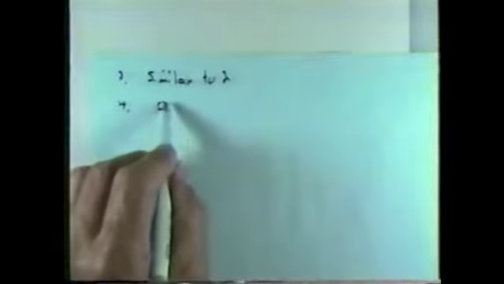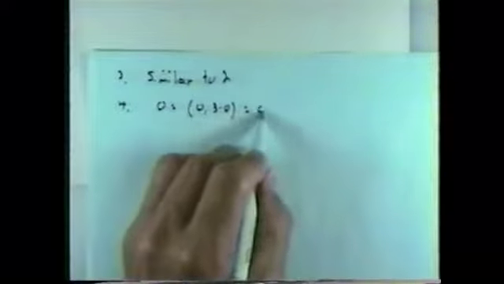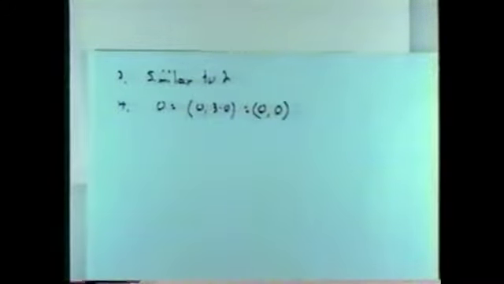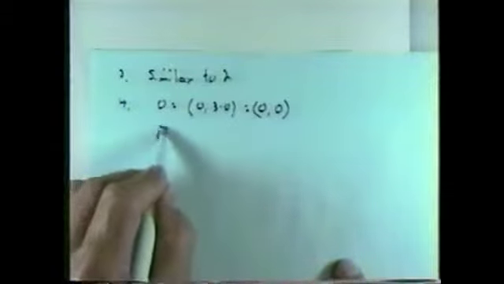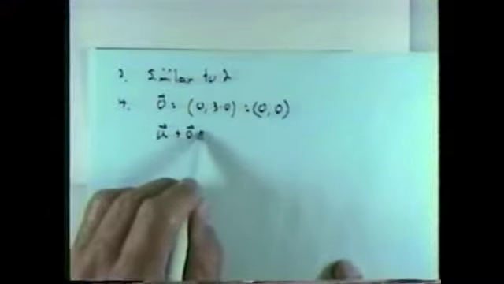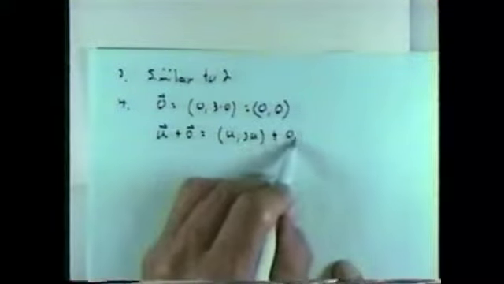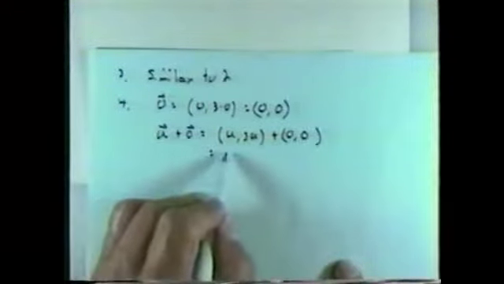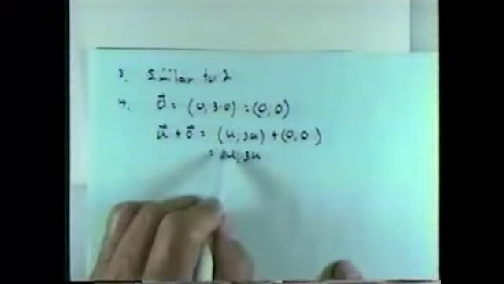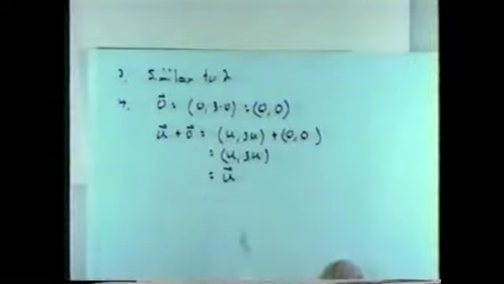For property 4, I've got to find an identity element, 0, such that u plus 0 is u. Well, we'll define 0 to be the ordered pair 0, 3 times 0, which is 0, 0. So 0, 0 satisfies the condition of x, 3x. Then the u vector plus the 0 vector would equal (u, 3u) plus (0, 0), which is (u, 3u), which is the u vector. So u plus 0 is u.